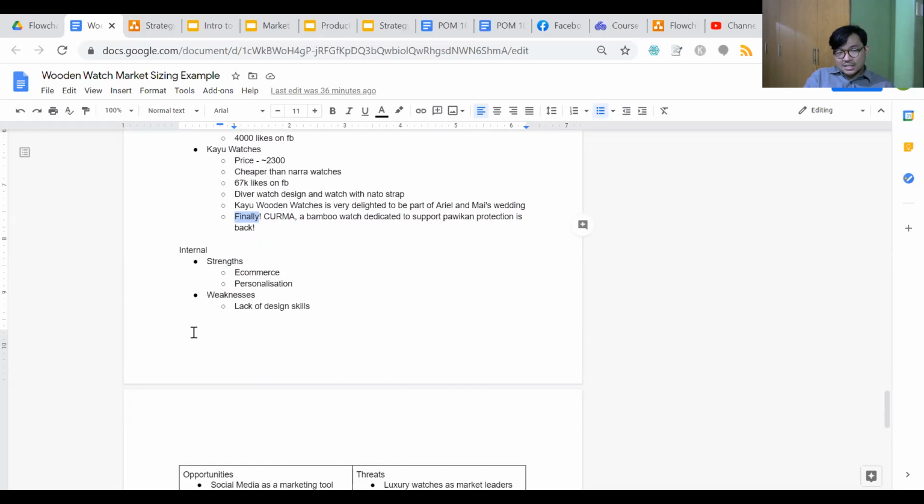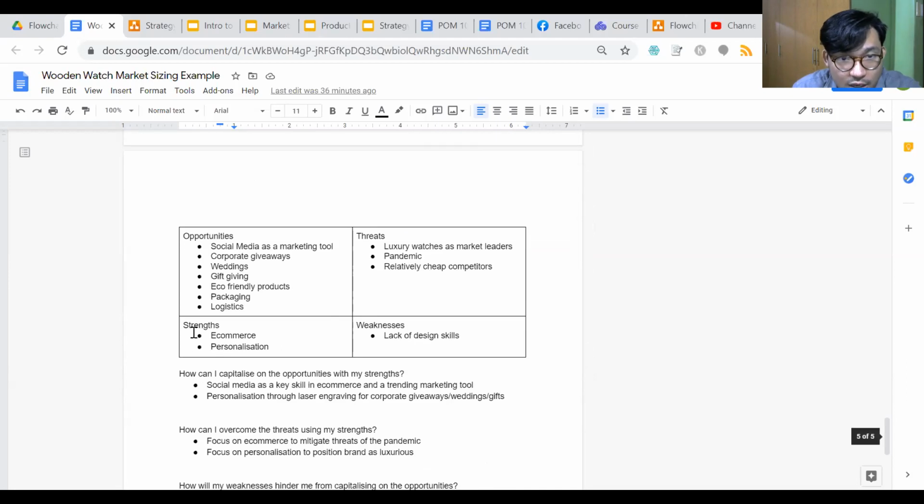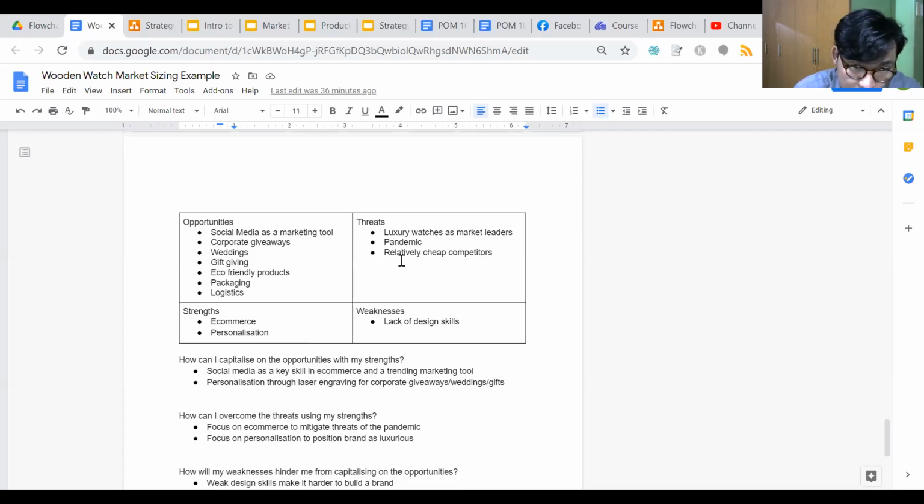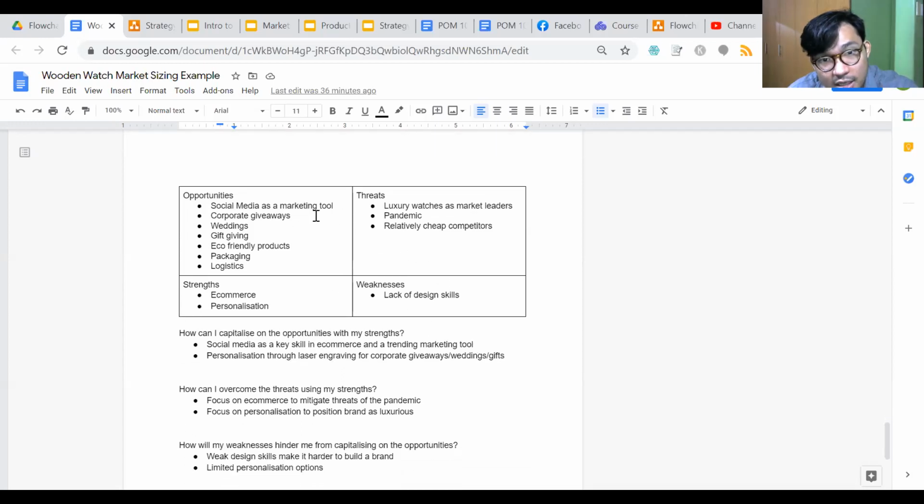Next, for my weaknesses, lack of design skills. As you can tell from my PowerPoints, they are kind of simplistic. I don't really have a lot of design skills. So that's basically my weakness. I listed them here for the opportunities, threats, strengths, and weaknesses. So this is my SWOT analysis.